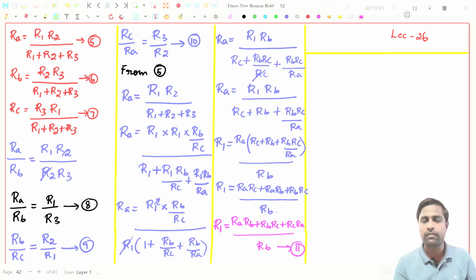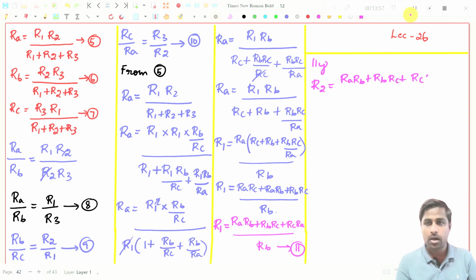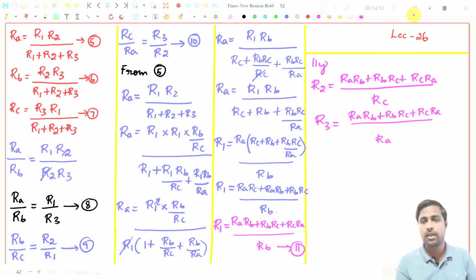I will write down the final expressions here. So I will write similarly. R2 will be equal to (RA RB plus RB RC plus RC RA) whole divided by RC. Then R3 will be equal to... so this is expression number 12, this is expression number 13.